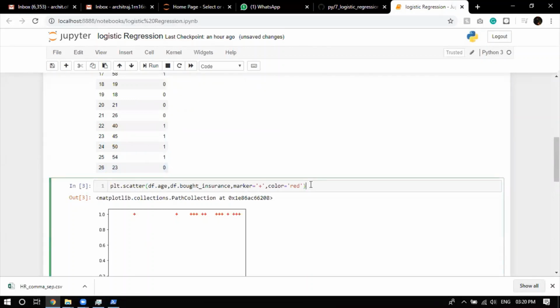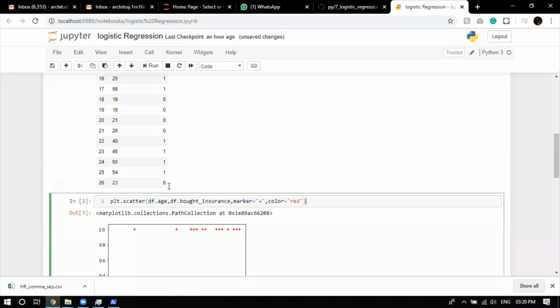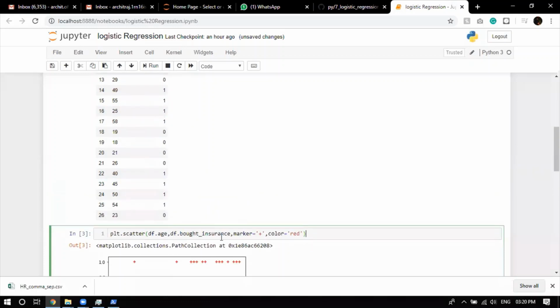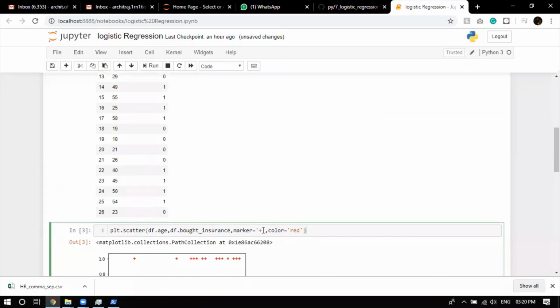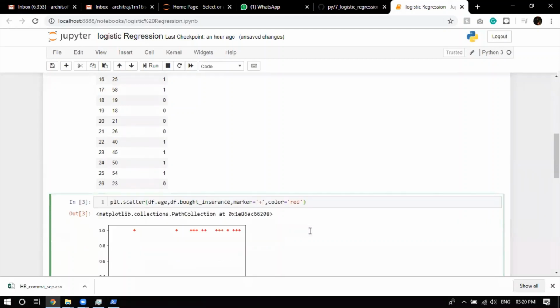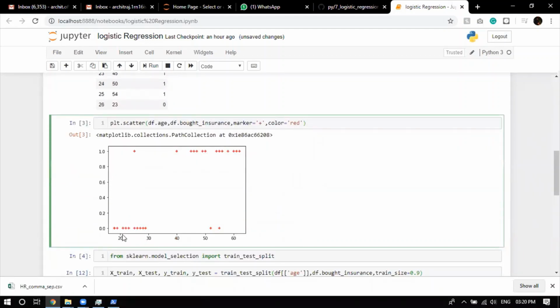Now we plot the scatter plot of df.age against df.bought_insurance, and we made the marker a plus. As I told you, you can make the marker any sign you want, and we made the color red. When we execute this, we see that if people are below 40 or so, there's a good chance that person doesn't take the insurance. If the person is more than 40, there's a high probability of that person taking the insurance.